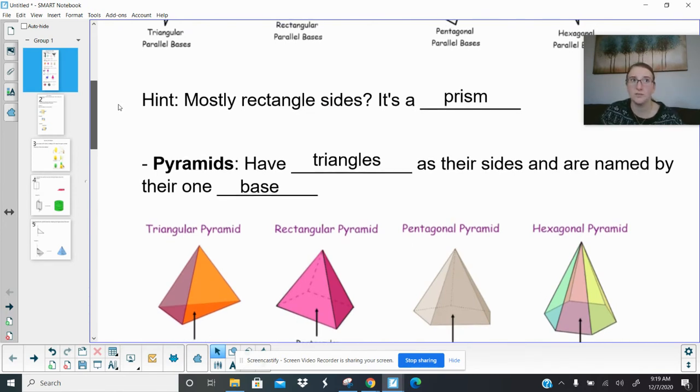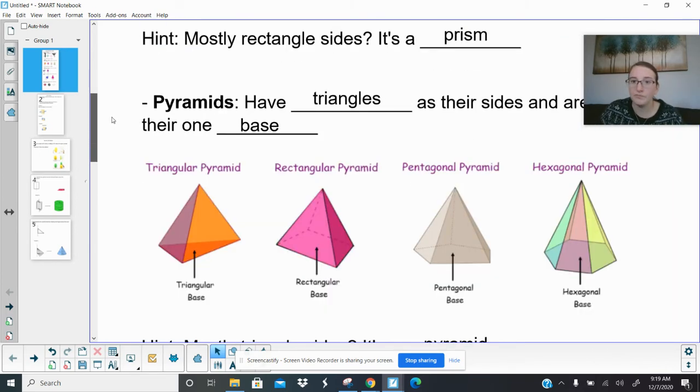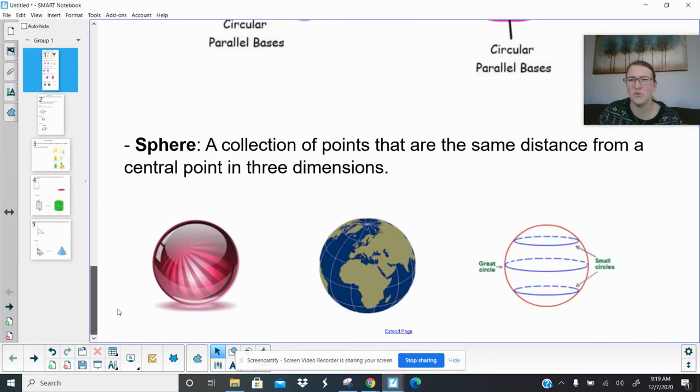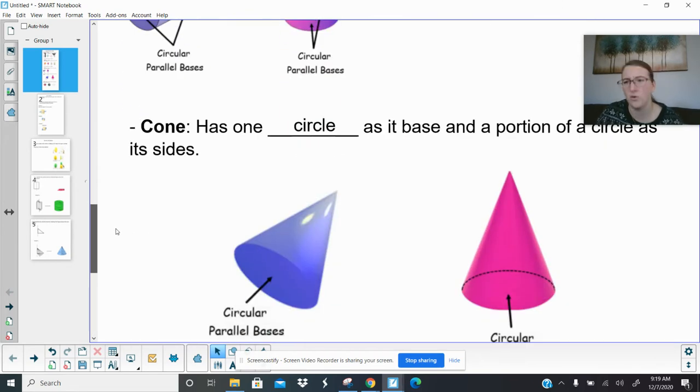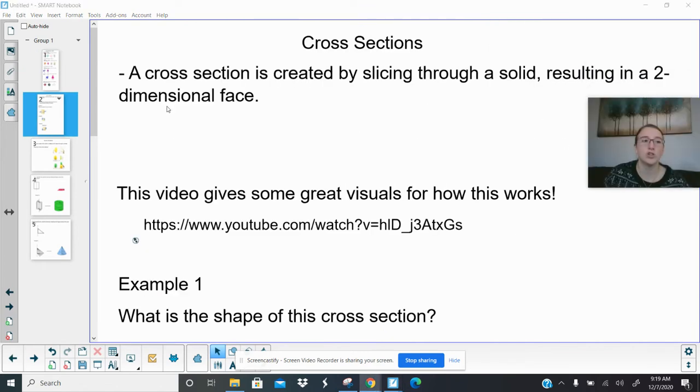Again, this assignment is going to be, what is this shape? Be careful with the prism and pyramid, the difference between those. Everything else, though, we know what a cylinder looks like. We know what a cone looks like. So those ones are simpler. Let's move on to part 2 of this lesson.